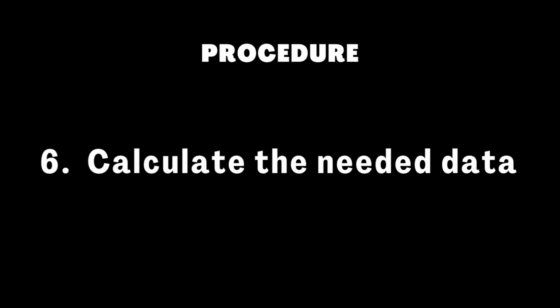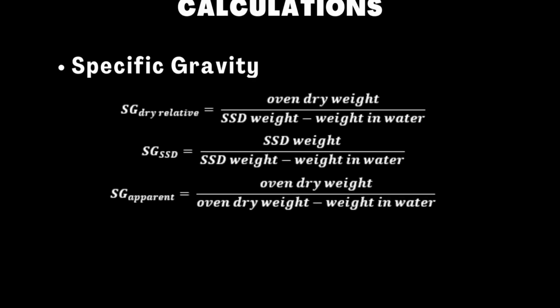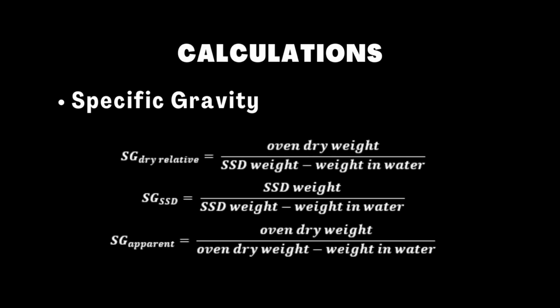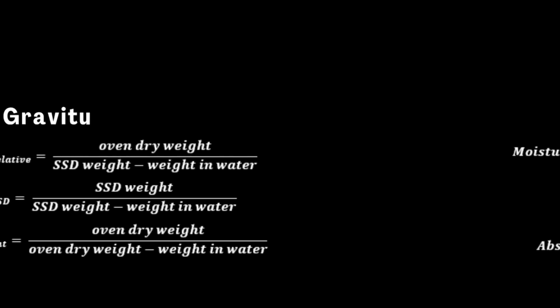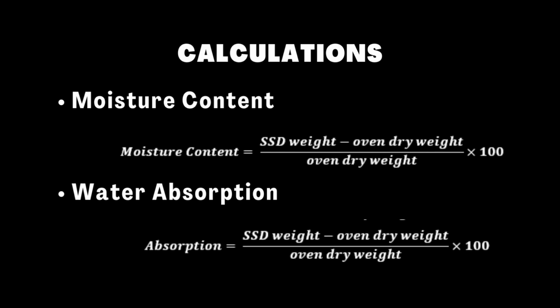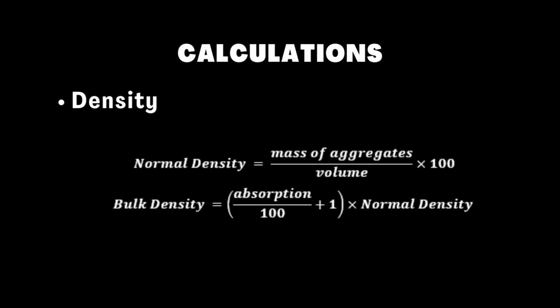Calculate the needed data. In calculating the needed data, we would be determining 4 of the properties of the coarse aggregates. Number 1 would be the specific gravity. Under specific gravity, there are dry relative, saturated surface dry, and apparent specific gravity. Second property would be the moisture content. Third property would be water absorption. And last property would be density. Under density, there are normal density and the bulk density.